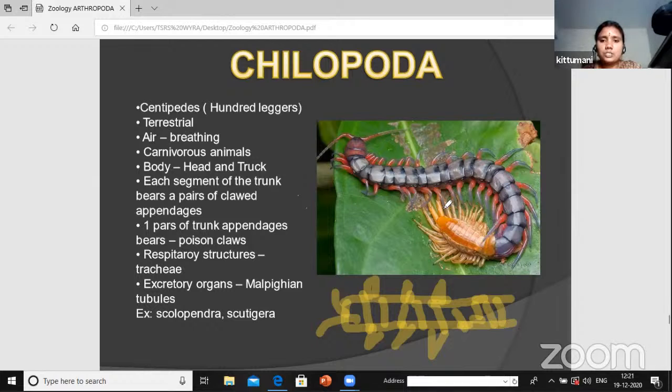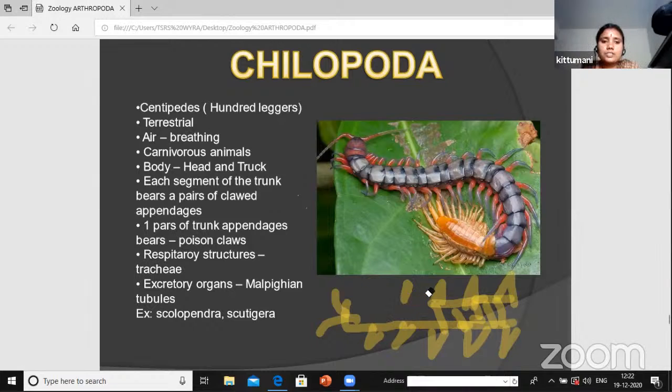Okay, here it is a Scolopendra. You already know about this. It is a poisonous organism. So the first pair of claws are modified into poison claws. Okay, next, in each segment we will observe paired claws like this one. This is all about the clawed appendages presented in the Chilopoda.